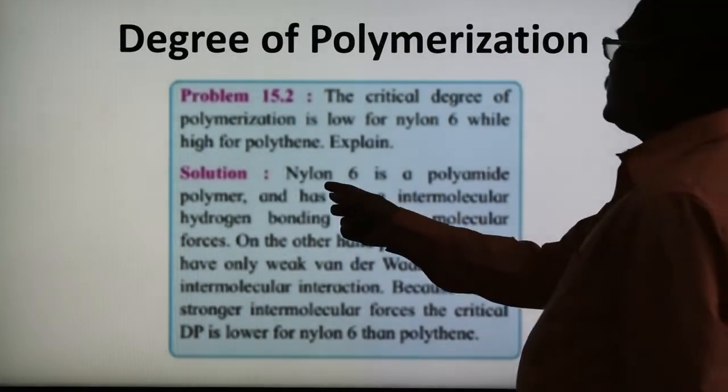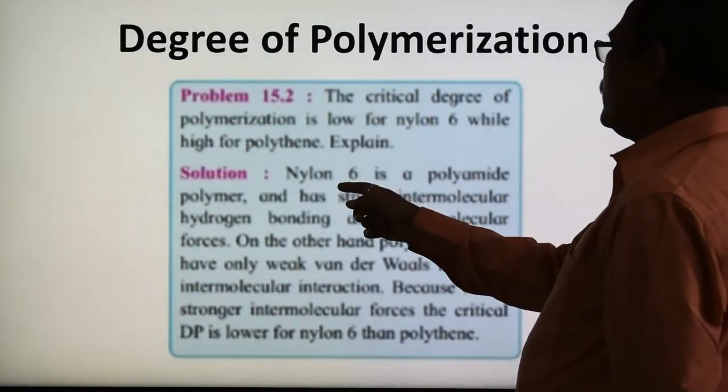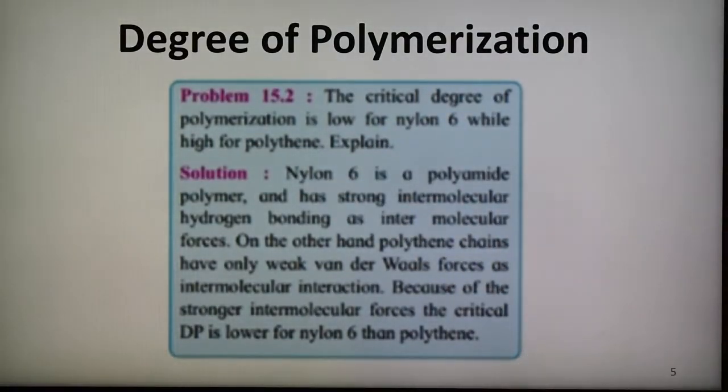In case of nylon 6, the critical degree of polymerization is lower as compared to polyethylene. So this is the reason: it depends upon the intermolecular forces. Strong hydrogen bonds are present in nylon 6 and weak van der Waals forces are present in polythene, and therefore nylon 6 has a lower critical degree of polymerization.